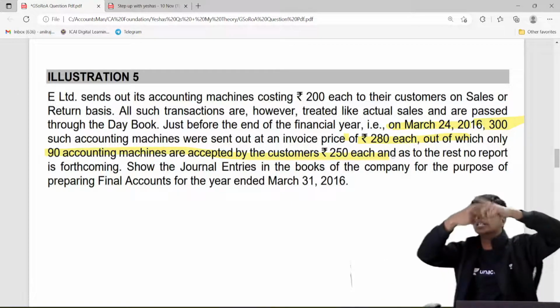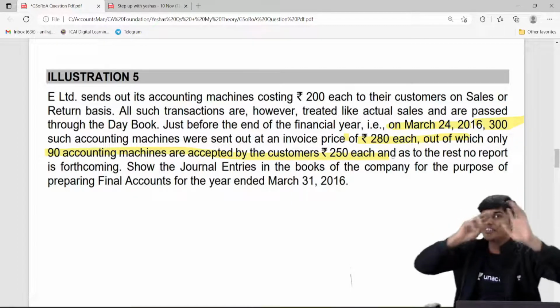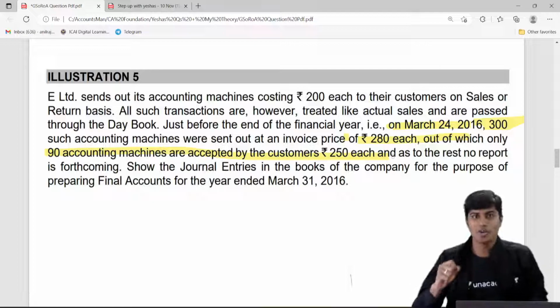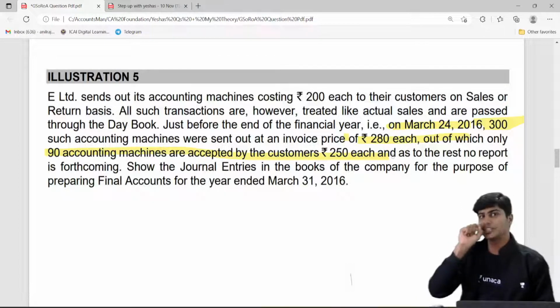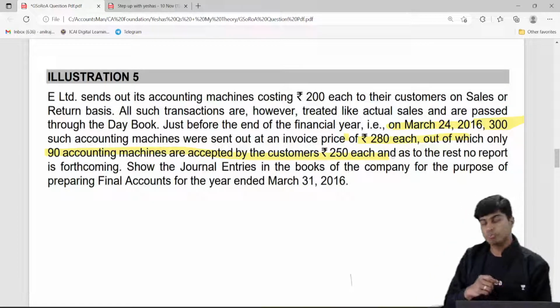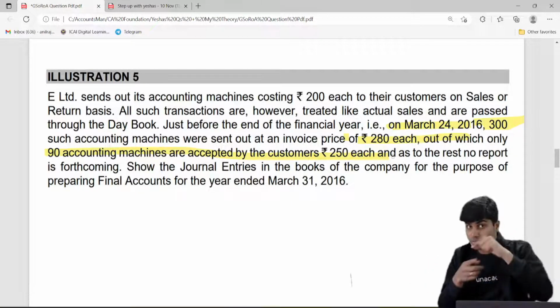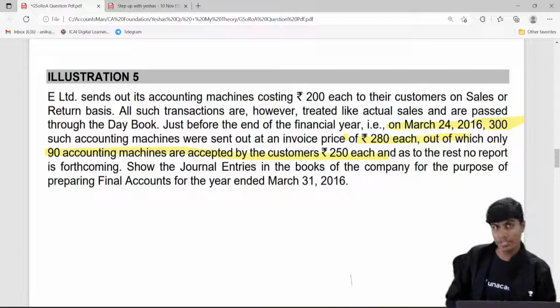So we need to reverse. We need to reverse our sale entry to the extent of 30 rupees. Let us reverse our sale entry to the extent of 30 rupees. To pass the sale entry, we do debtors account debit to sales. To reverse it, we should do sales account debit to debtors.